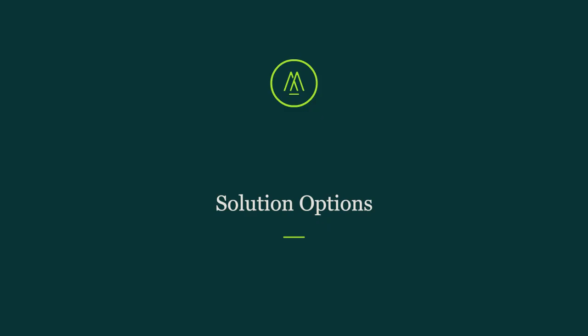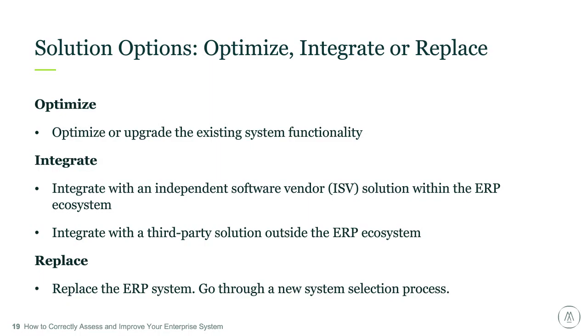So far we have discussed our recommended methodology for assessment and gone over a few of the type of challenges that lead to an ERP system assessment. Let's now discuss the solution options for improving or resolving recurrent problems with an ERP system. When faced with the type of challenges we've discussed, I would like you to know you do have options. You can optimize, you can integrate, or you can replace.